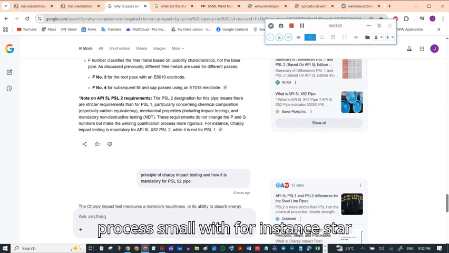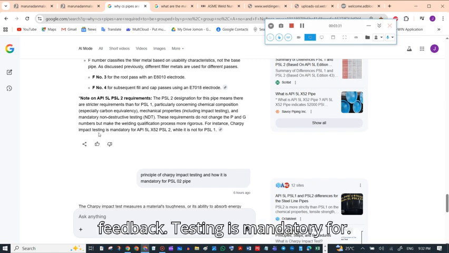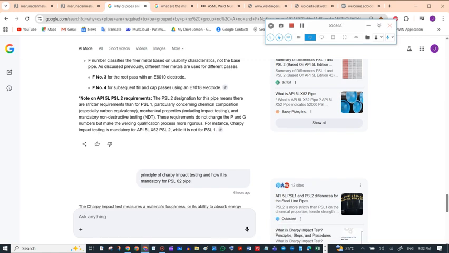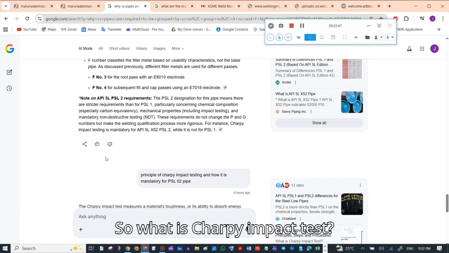For instance, Charpy impact testing is mandatory for API 5L X52 PSL2, but it is not mandatory in PSL1. So what is Charpy impact testing?